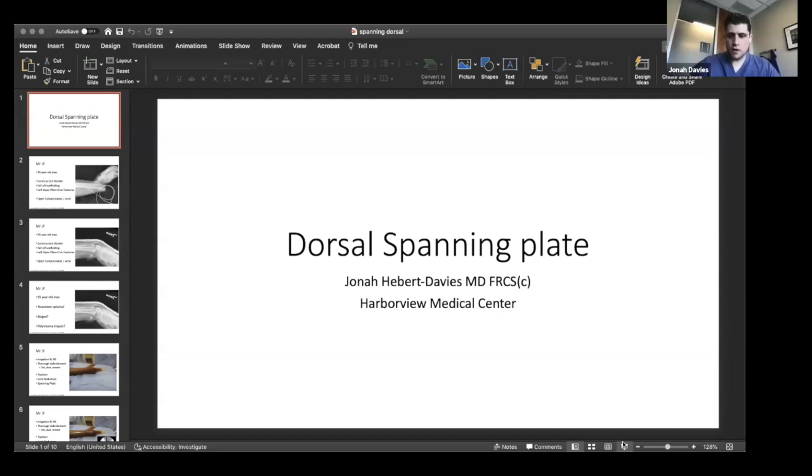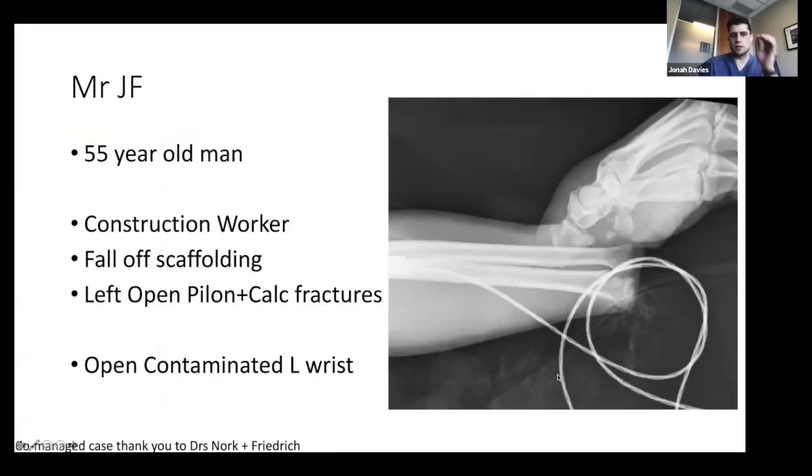So here's a case. A 55-year-old man, a construction worker, fell about 20 feet off a scaffolding. He ends up with the injury that we can see here on the right, and also an open left pilon fracture, a calcaneus fracture, and this very contaminated left wrist injury.